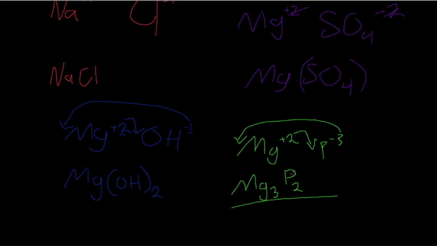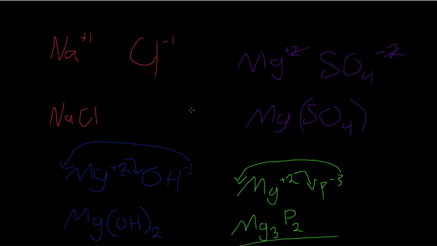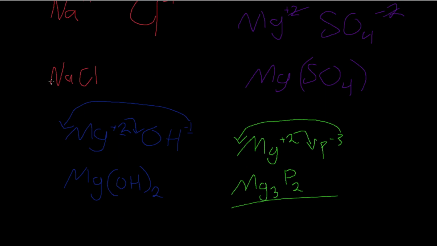This is how you form basic chemical compounds. Obviously, it can get more complicated, but this is the basics of using the electrical charge to determine how many of what you need.